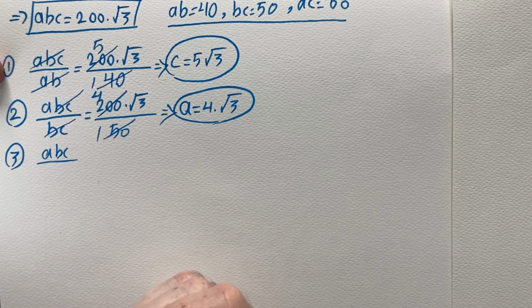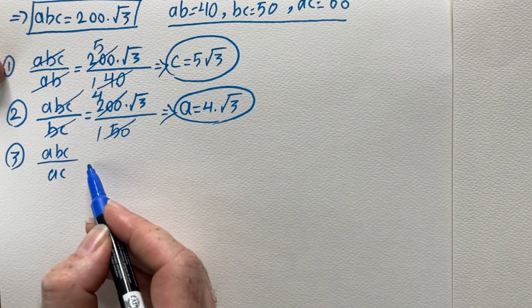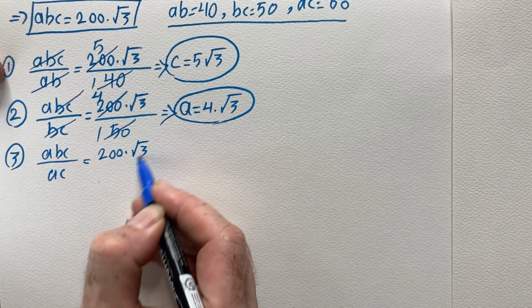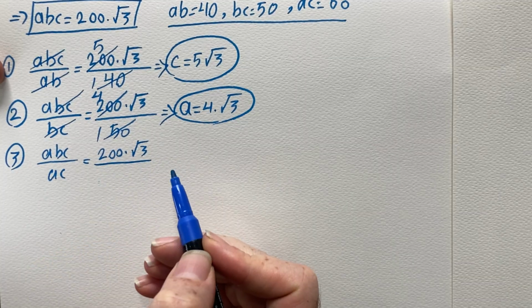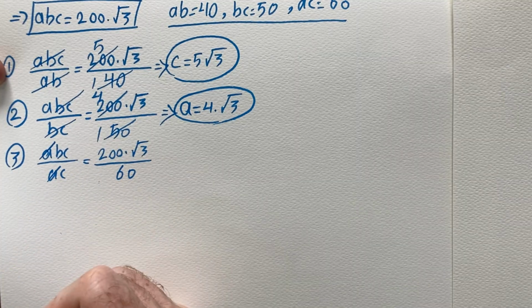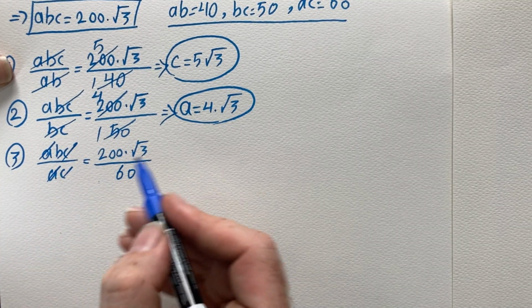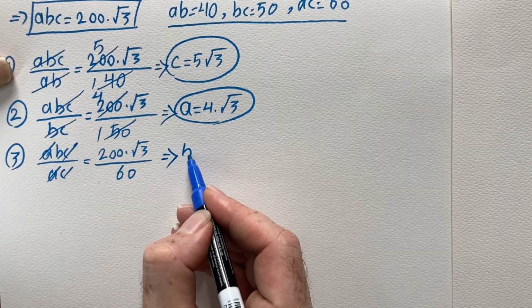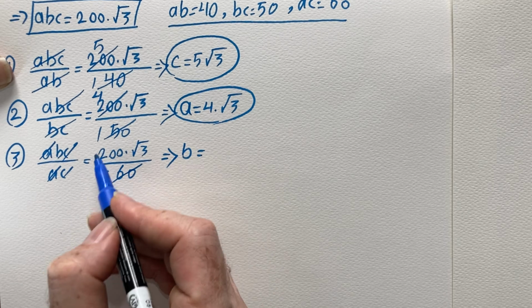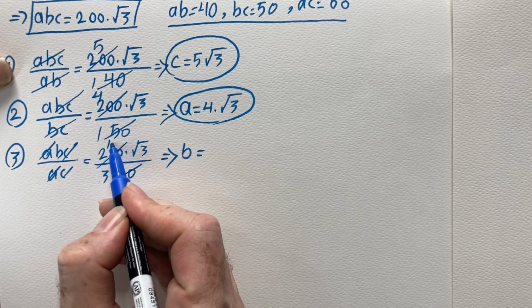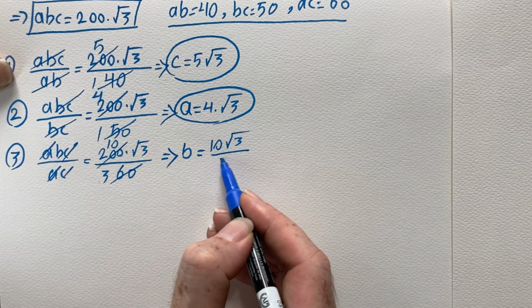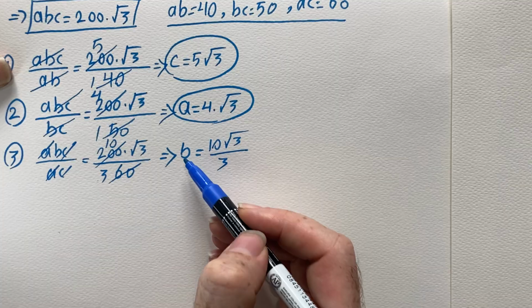ABC divided by AC is going to be the value of ABC, 200 times second root of 3, right, over AC, which is 60. So left hand side, this A and this A can be cancelled off. This C and this C can be cancelled off, right? So left side we have B. Right side, 60 divided by 20 is 3, 200 divided by 20 is 10. So it is going to be 10 second root of 3 divided by 3. Now we have the value of A, B, and C.